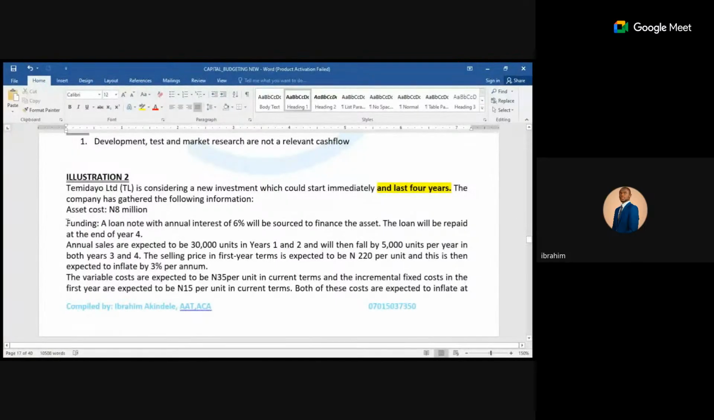Please, we should not forget that this is a sunk cost. This is not a relevant cost, please. It is not a relevant cost because it has been used to determine the cost of capital. So we are done with this part of sales. Now we move to variable costs.